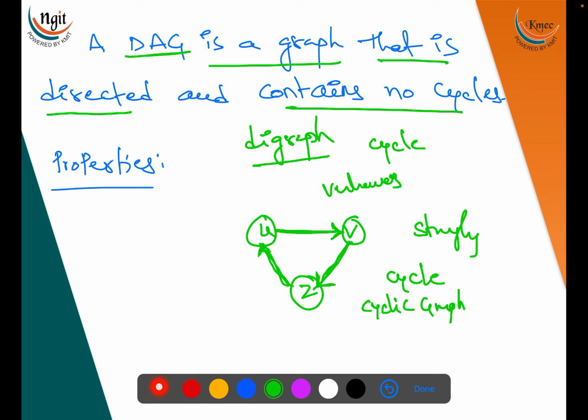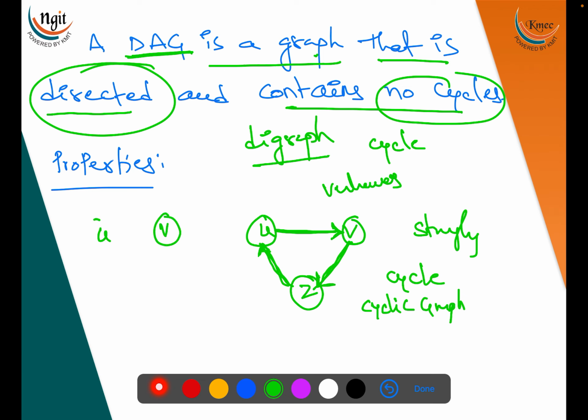Now what do you mean by an acyclic graph? A directed acyclic graph is a graph that is directed and contains no cycle. That means you can have an edge from U to V and from V to Z, and there is no edge from Z to U. Only the edge from U to Z. So it doesn't form a cycle, right? So this is the acyclic graph and this is the cyclic graph.